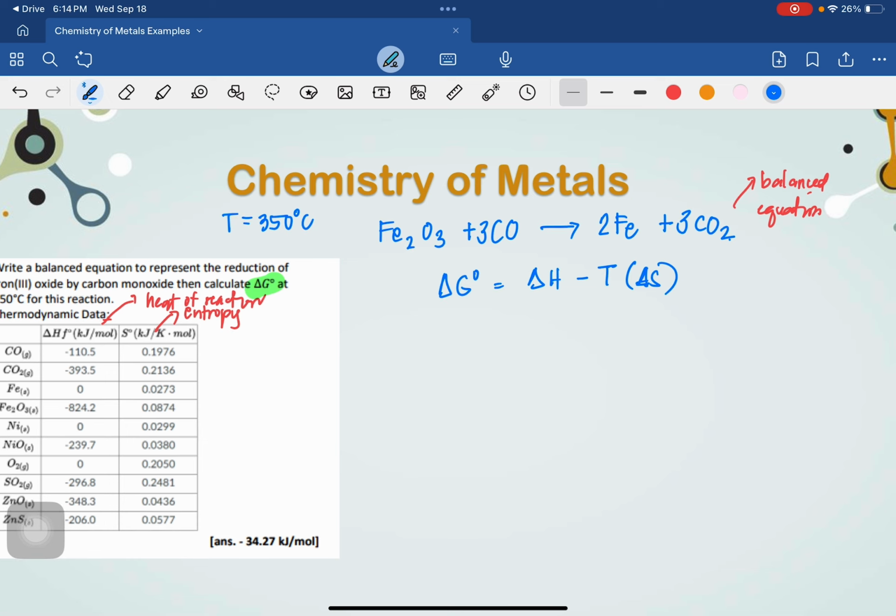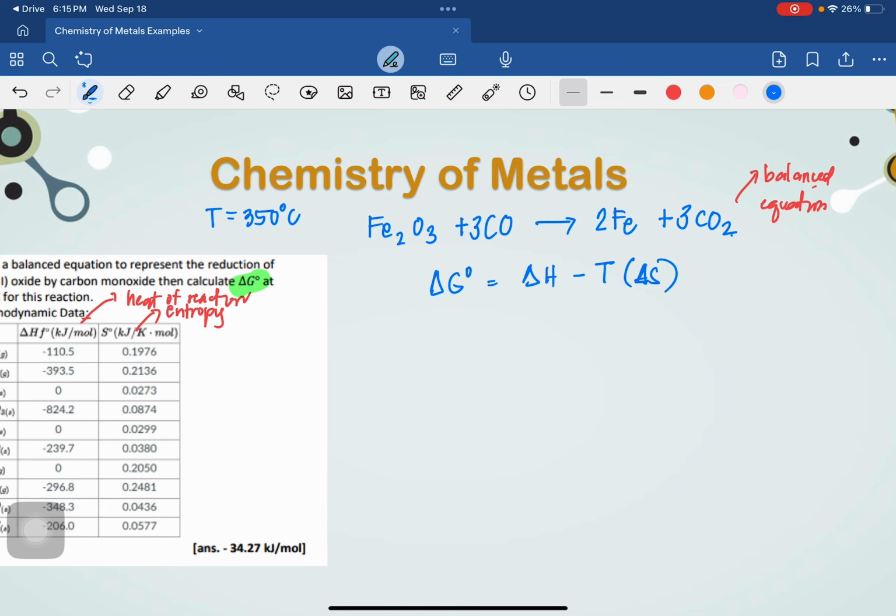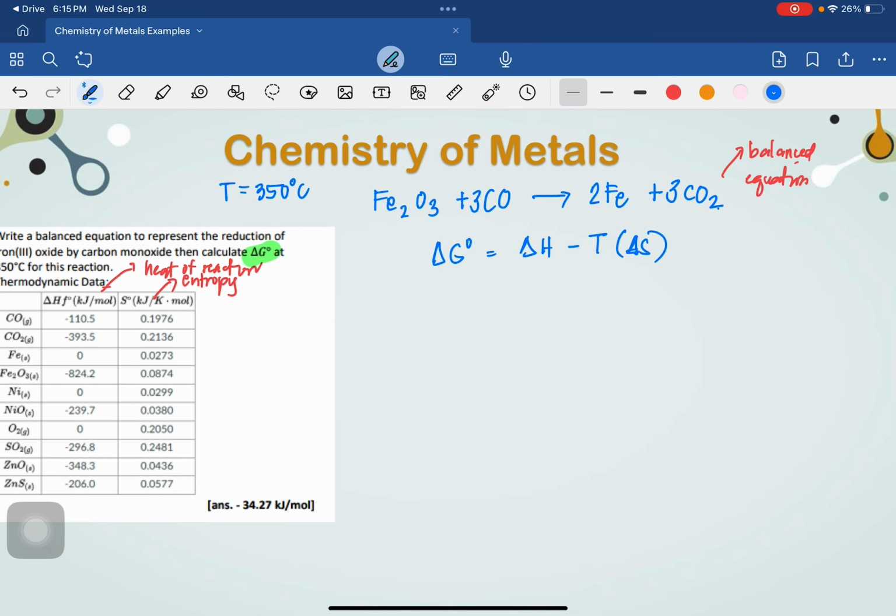So what can we do now? Let's first take parts of the equation. We can get delta H. Okay, delta H now, when you see a delta, it's always the delta H of our products minus the delta H of our reactants.